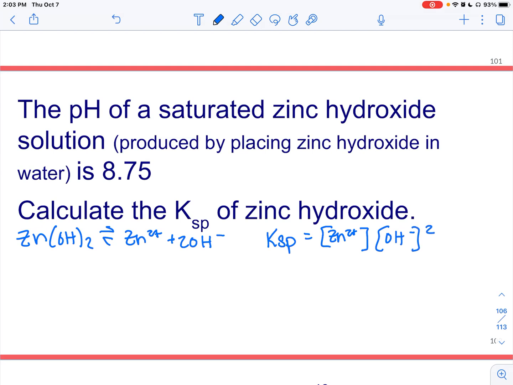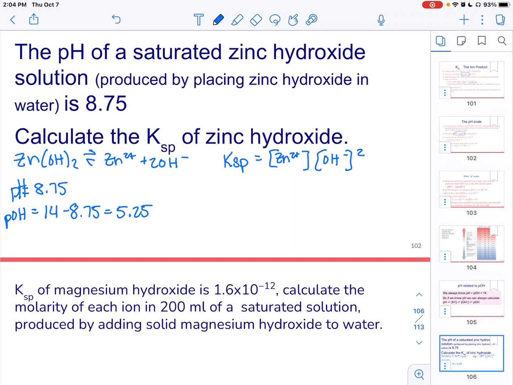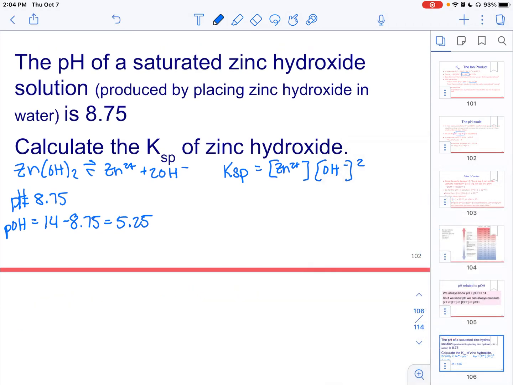Okay, so we have the pH. If the pH is equal to 8.75, that means the pOH is equal to 14 minus 8.75, which is equal to 5.25. We also know that the pOH is equal to the negative log of the hydroxide concentration.